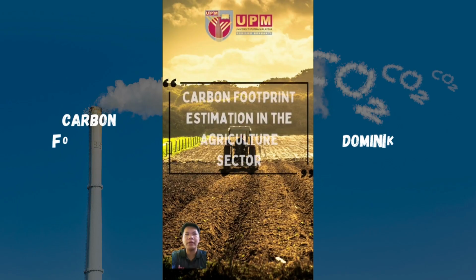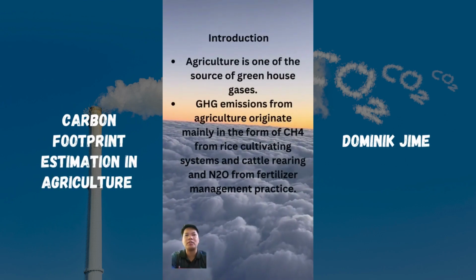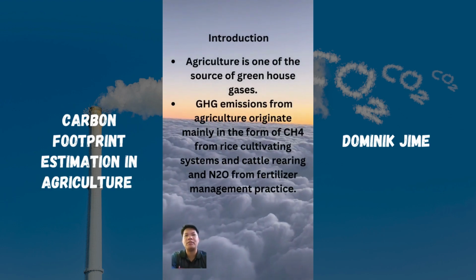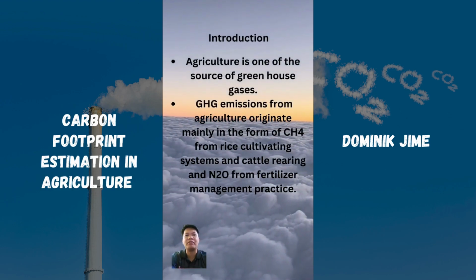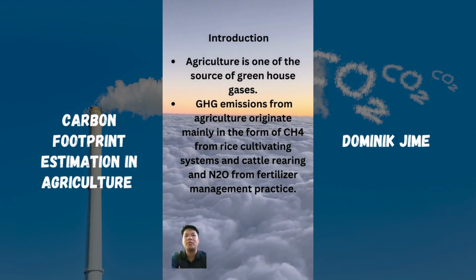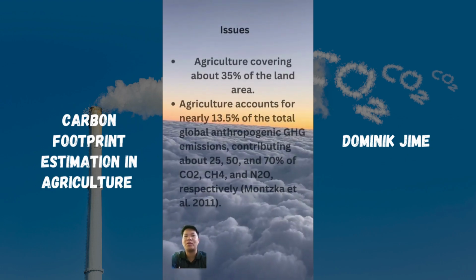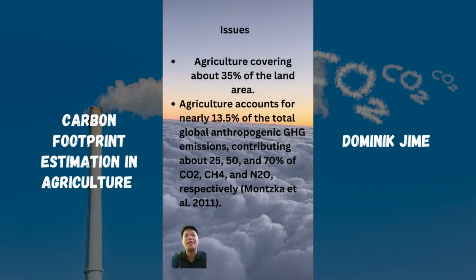Hi everyone, today we'll share about carbon footprint estimation in the agriculture sector. Agriculture is one of the sources of greenhouse gases. GHG emission from agriculture originates mainly in the form of CH4 from rice cultivating systems and cattle rearing, and N2O from fertilizer management practices. The issue is agriculture covering about 35% of the land area.